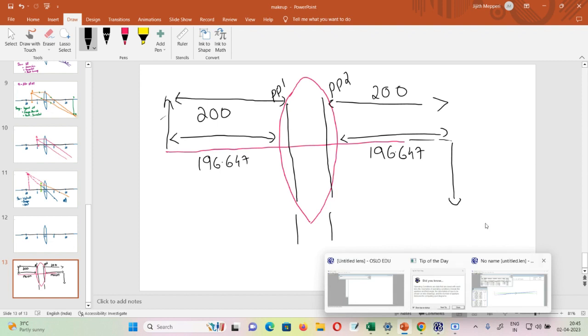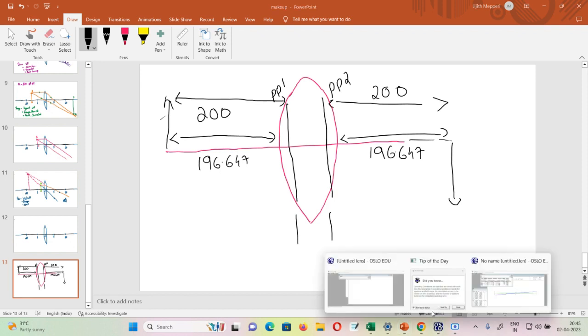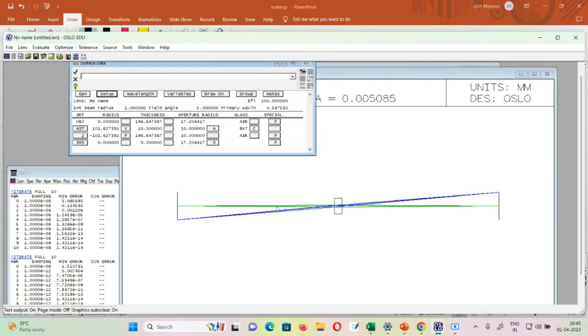So hopefully you people understand. Today we dealt with how Oslo can be used to produce different images, how we can design a lens, how we can use the variable operands, how to use these error functions and optimize our focal length, and some basic ideas of our principal planes and the image planes. Okay, hopefully this is useful. Thank you.